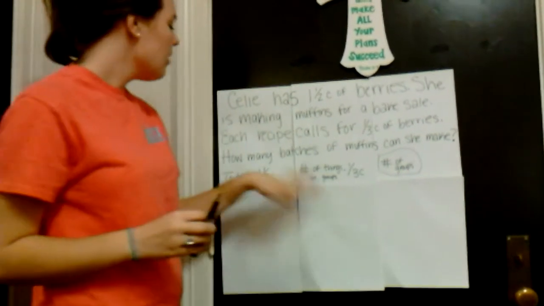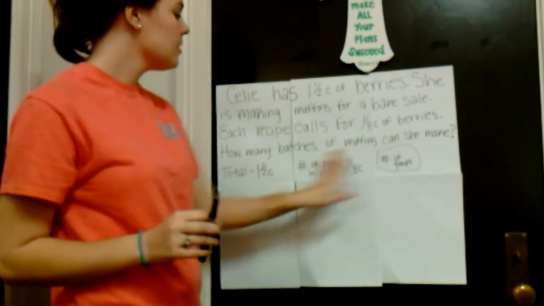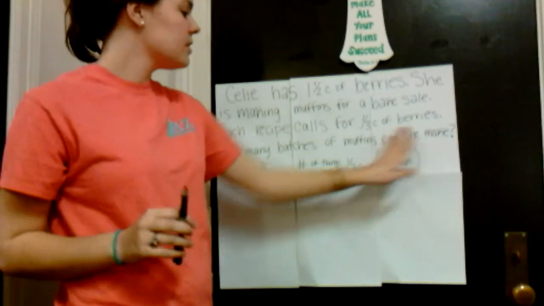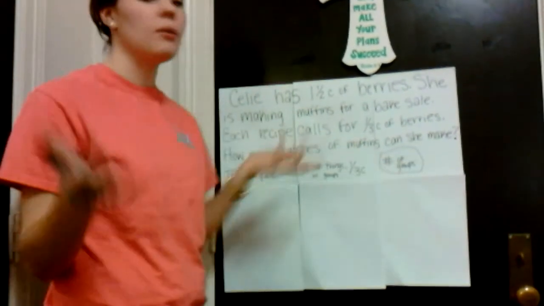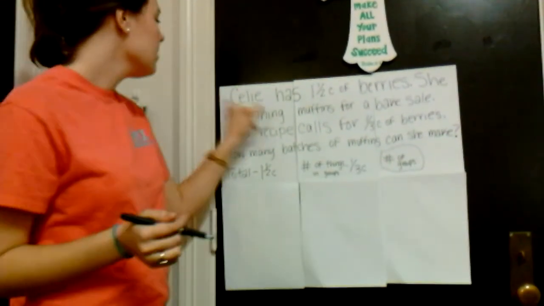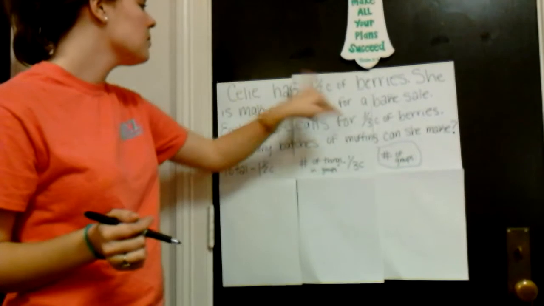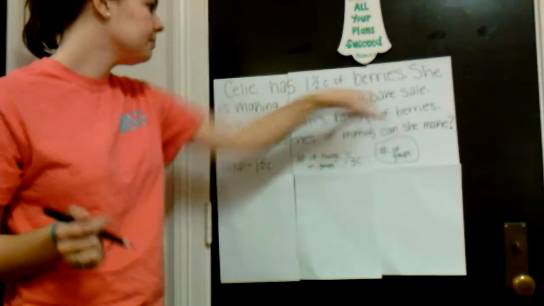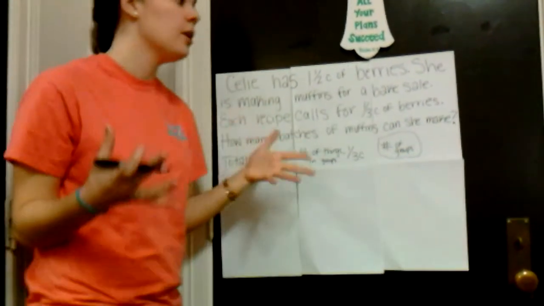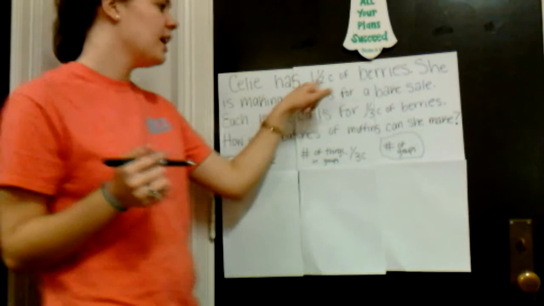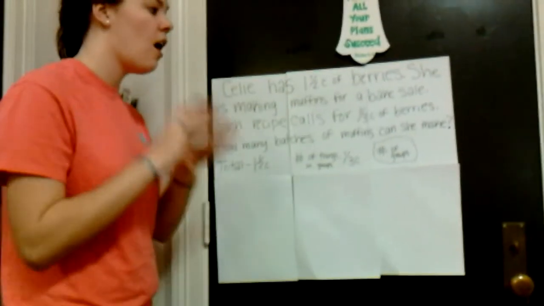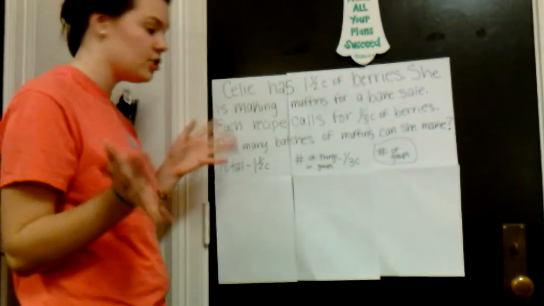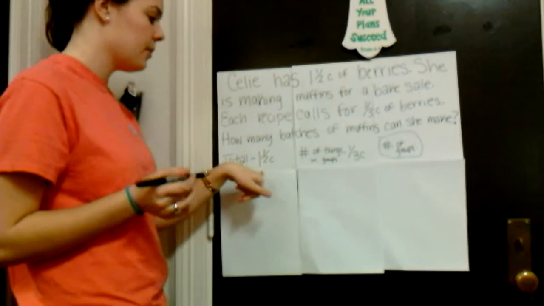Alright, so we know that we have to find a total, a number of things in groups, and the number of groups so that we can figure out what we're looking for. So we're going to read the first sentence. It says, Celie has 1.5 cups of berries. So that would be the total because she's got 1.5 cups of berries to make all the batches of muffins that she needs.